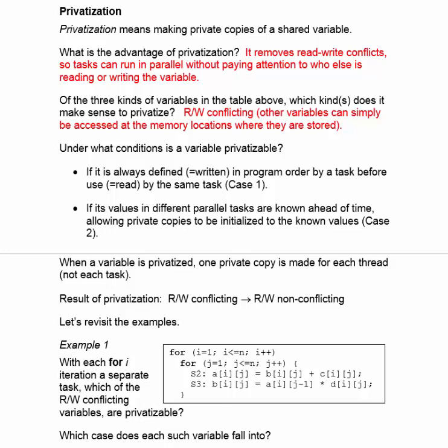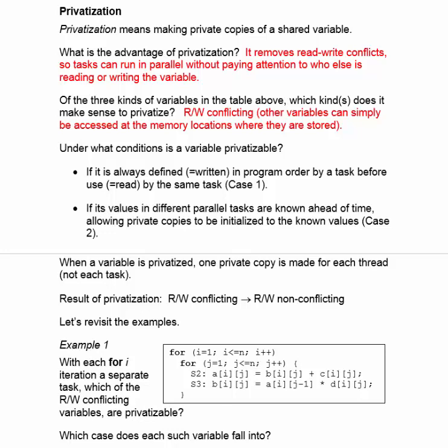When a variable is privatized, one private copy is made for each thread. And I say not each task because remember that tasks can be combined into a thread. You run one task as part of a thread and then the thread goes on to another task. So it's all sequential. And that allows us to use one copy of the variable for the whole thread, not just each individual task in the thread. The result of privatization turns a read-write conflicting variable into a read-write non-conflicting variable.